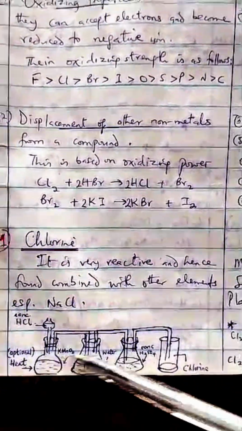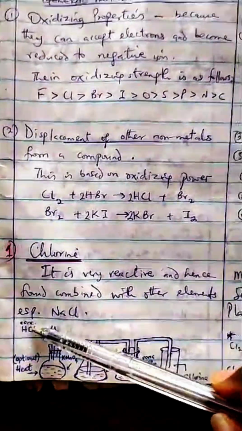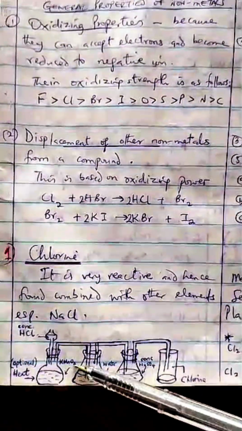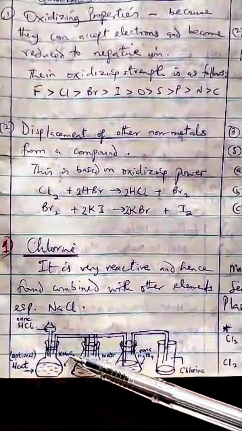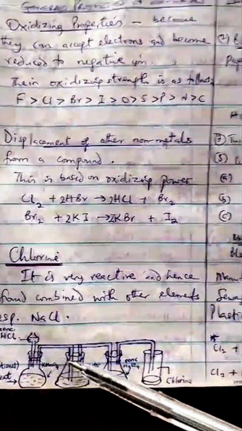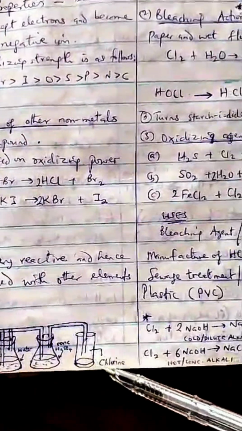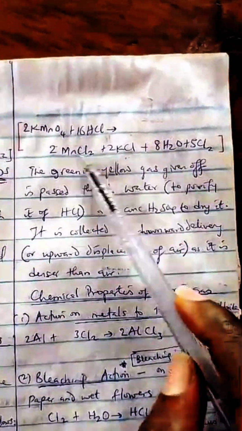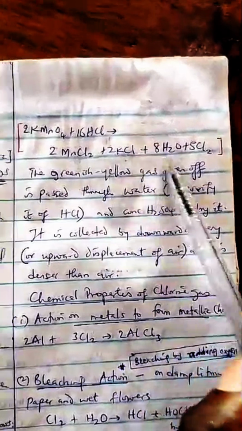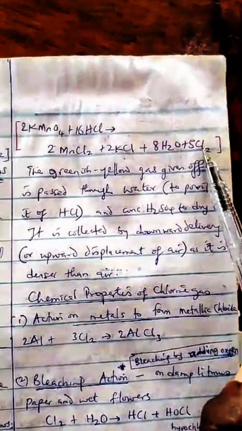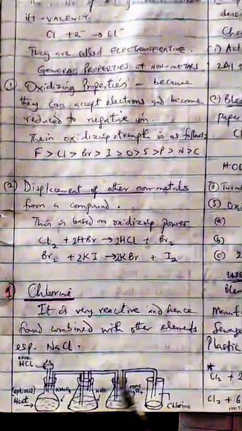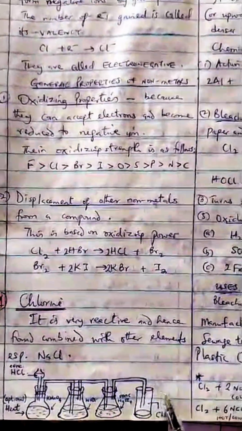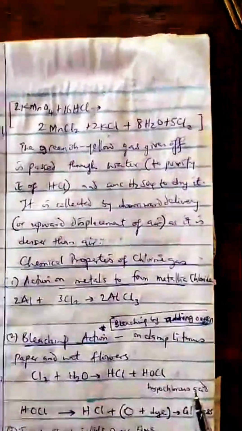To produce chlorine, we use a reaction between concentrated HCl and potassium tetraoxomanganate(VII), KMnO4. The apparatus is set up like this for the production of chlorine, and chlorine is gotten from that reaction. So that's the balanced reaction.